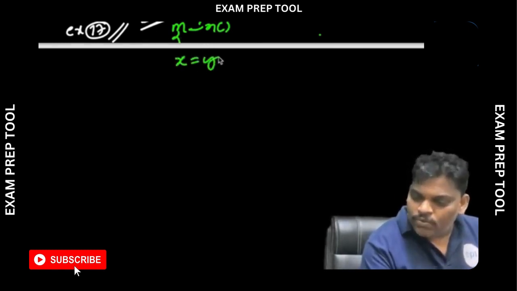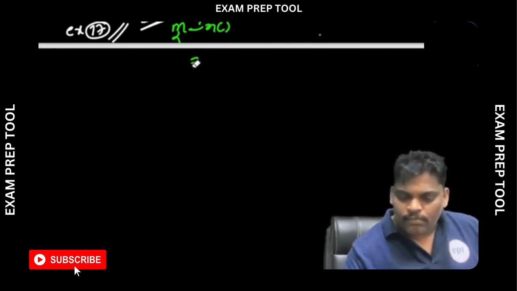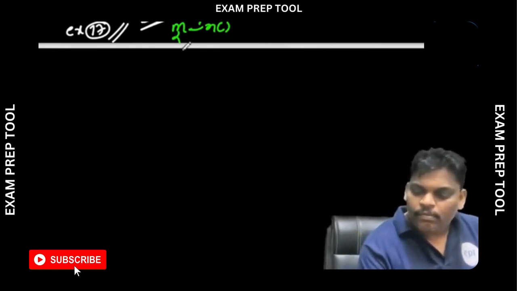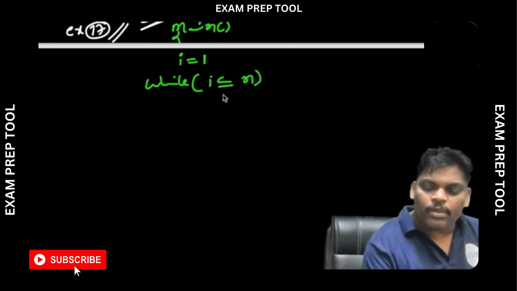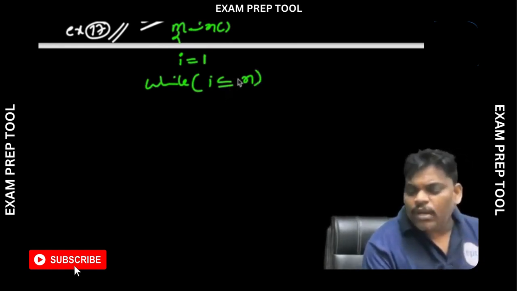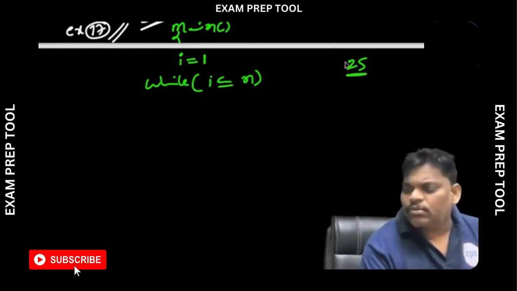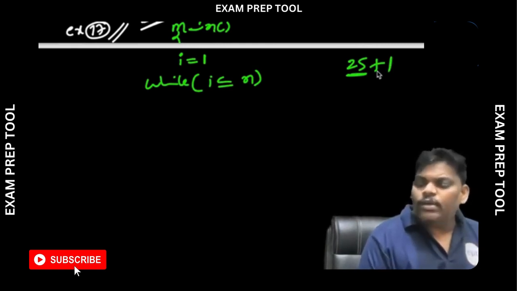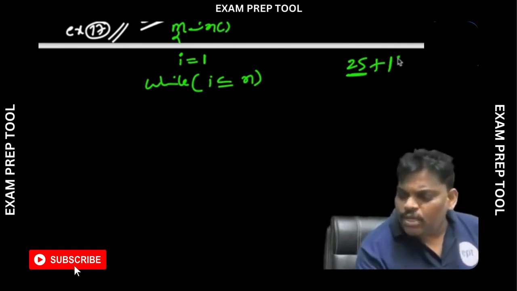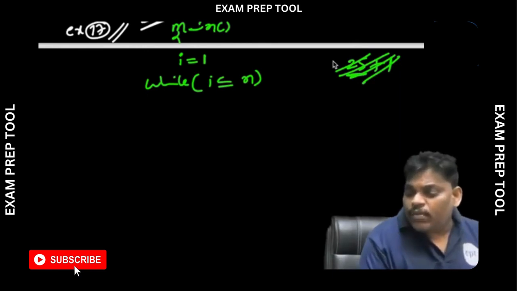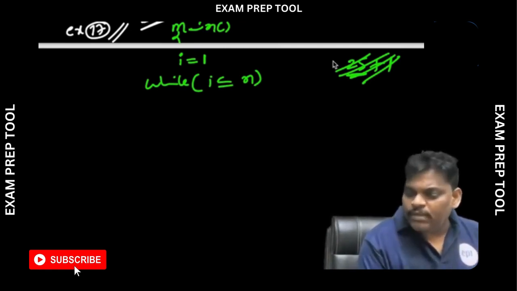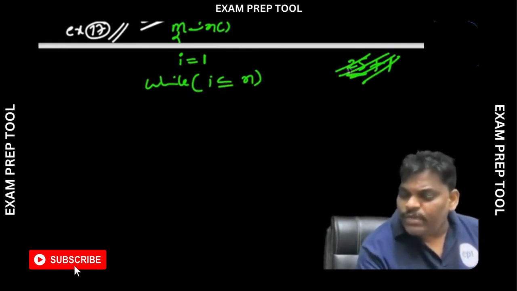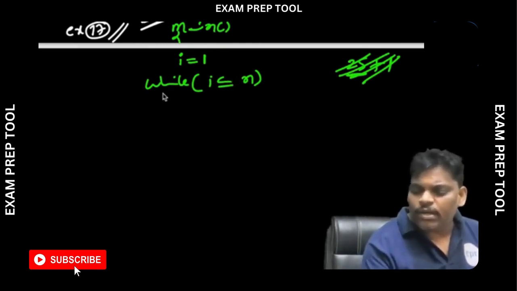i = 1, while i <= n. And one more thing, remember everyone: equal there or equal not there doesn't matter. Assume that without the equal the answer is 25; if equal is there, it is 26, one more time extra. Because we are following a priori analysis, plus 1 or minus 1 changes with processor speed. So don't worry about equal there or not.